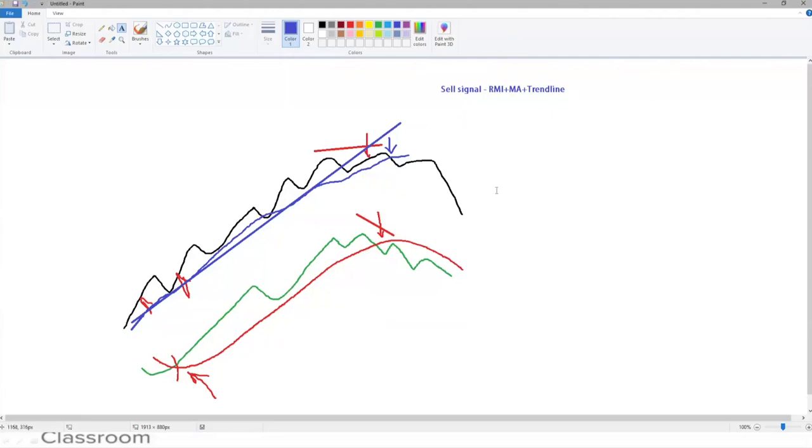But there are times where a particular trend extends, and there you might want an additional confirmation. So you can either choose a moving average or you can choose a trend line as an additional confirmation to a trend reversal.